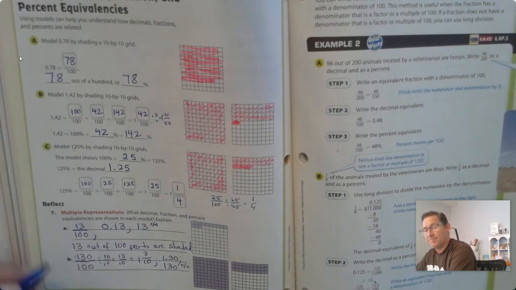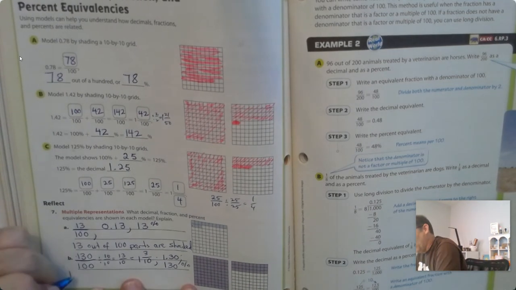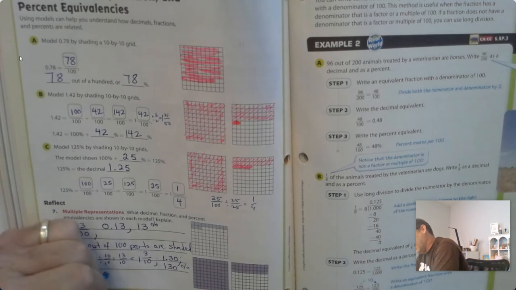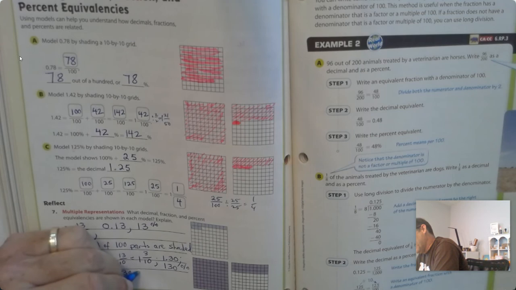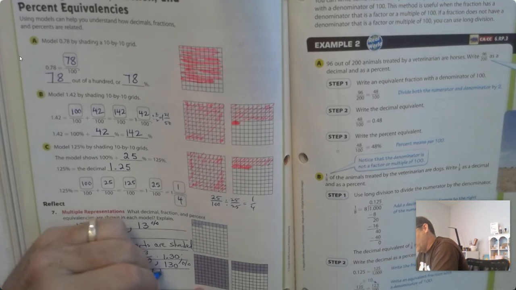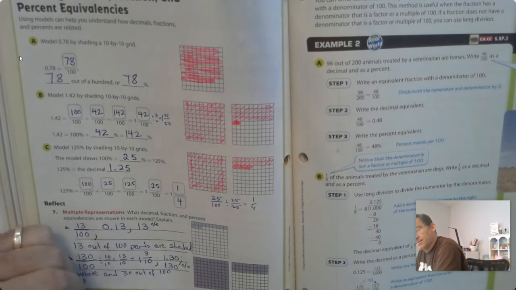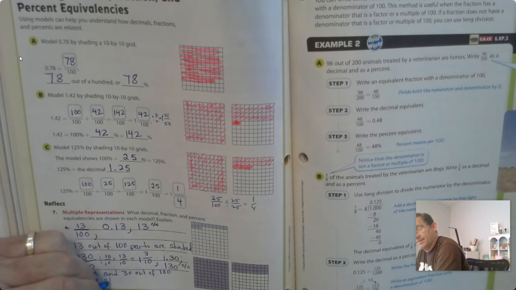How can we explain that? Well, we have one whole and 30 out of 100 parts shaded.